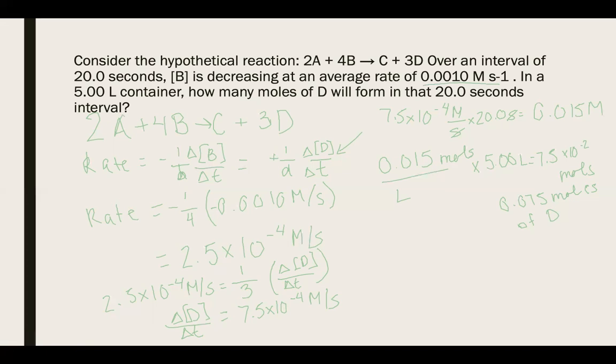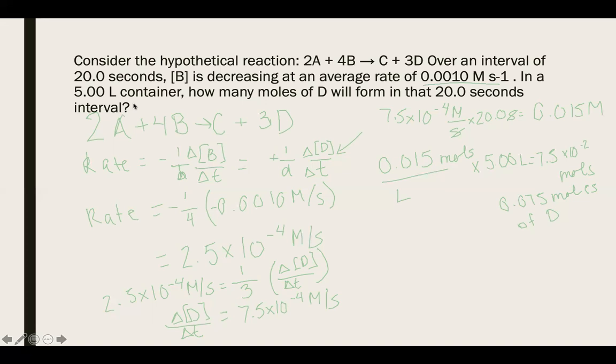So once you find the rate of the entire reaction, you can plug it back into that bigger equation: rate equals positive 1 over D, delta concentration of D over delta time. When you do that, you're able to find just the rate of D that's being produced over the time period where B has this average rate of 0.001 mole per second. And then from there, you can calculate the concentration by using the time and the volume.